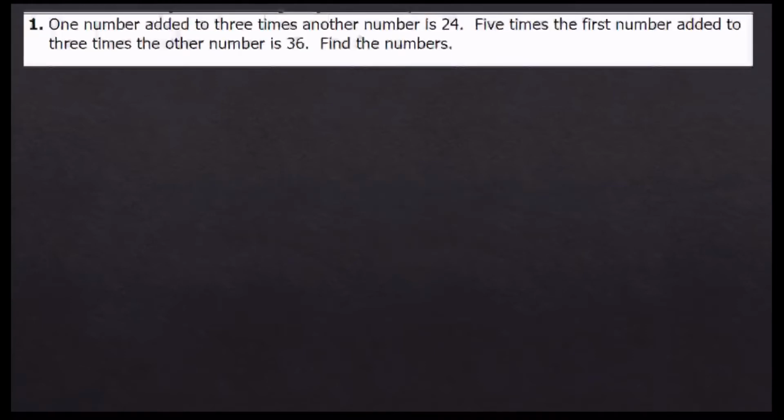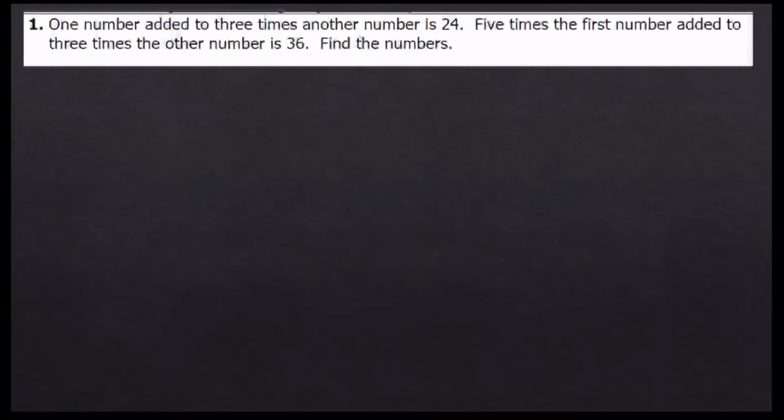So let's go through. Remember, we have a rule of 3 when we're doing word problems. We read it 3 times. So one number added to 3 times another number is 24. 5 times the first number added to 3 times the other number is 36. Find the numbers. Okay, let's go back through now.